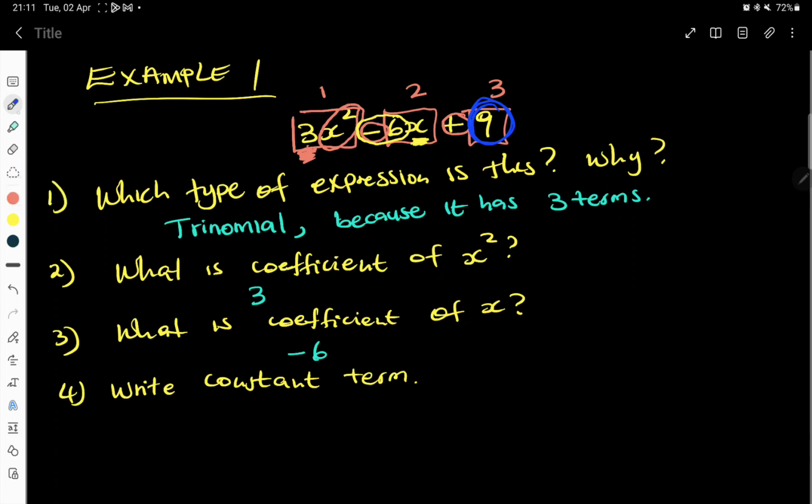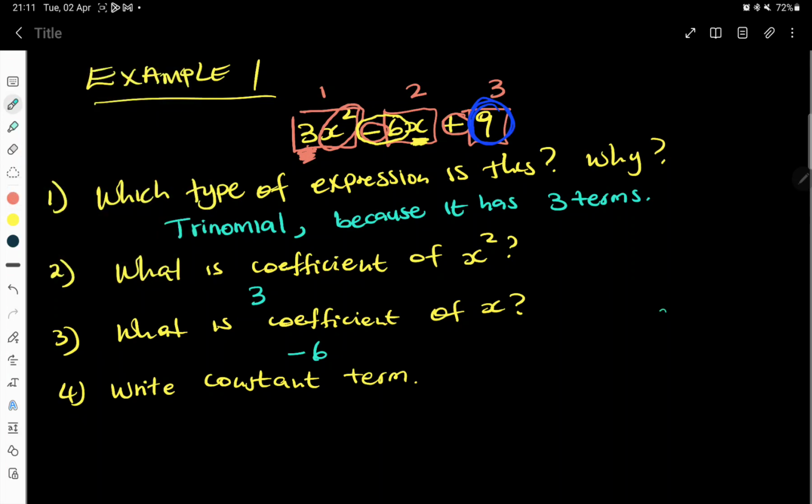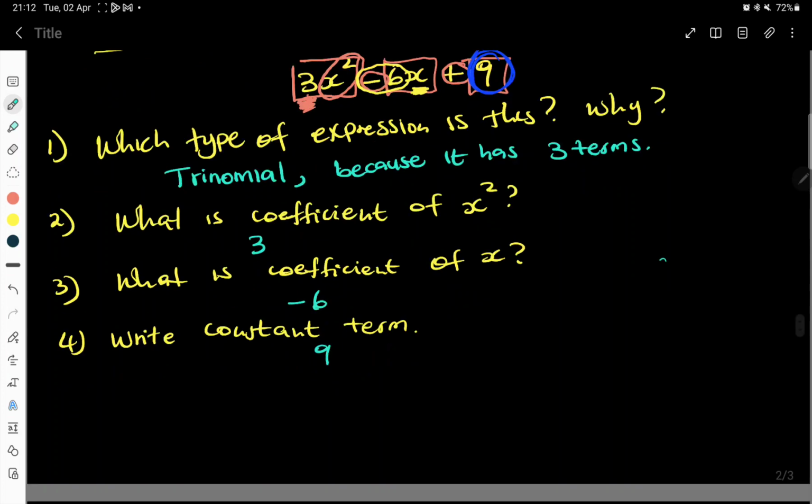So if it's positive, just write 9. You don't have to write plus 9. But if it's negative, just tag along the negative. It's our rule. Tag along the negative. So it's going to be negative. Oh, sorry. This one is going to be 9. I'm making a mistake now. I'm tagging along the negative while there's no negative there.